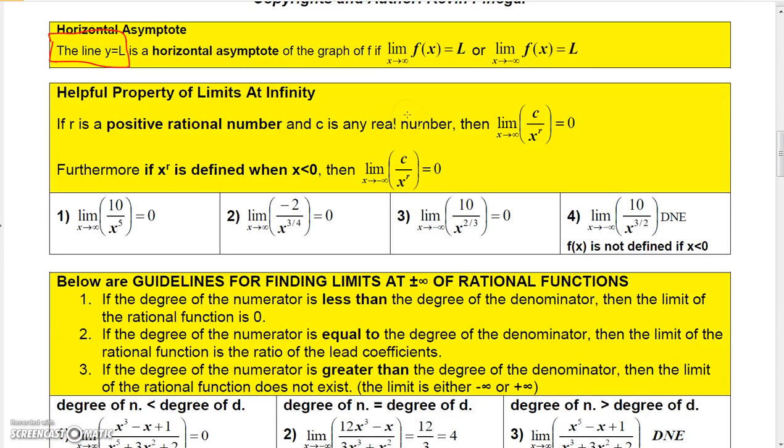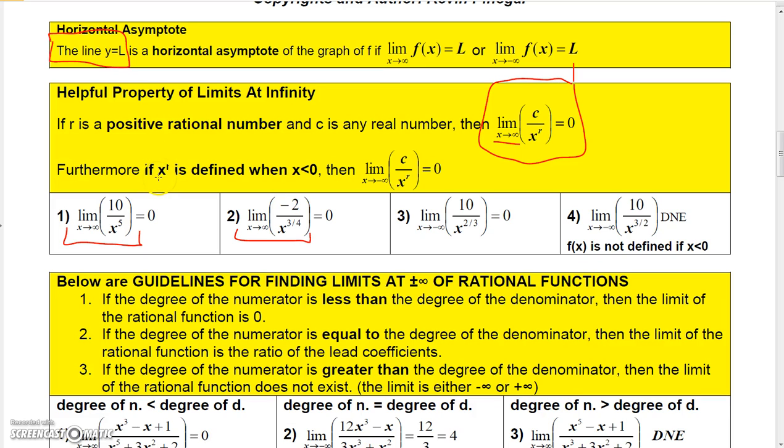Okay, so here's a helpful property. If you have a constant over x to a power as x goes to infinity, that's always going to be 0. So if you have 10 over x to the fifth as x approaches infinity, that's going to equal 0. If you have minus 2 over x to the 3/4 as x goes to infinity, that's going to equal 0.